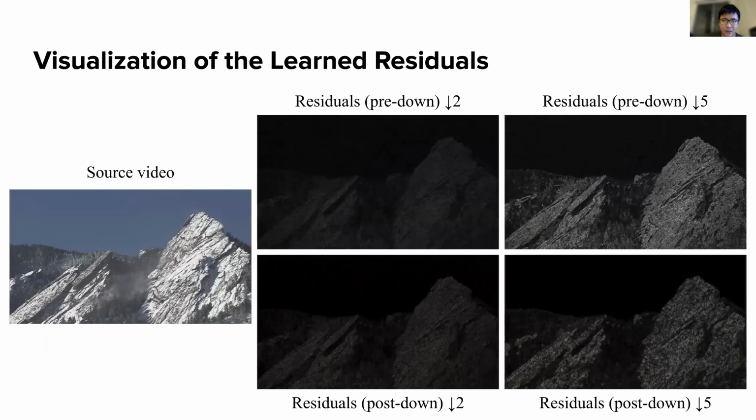Here we visualize the learned residuals. You may have noticed that the learned residuals are mostly located at edges or regions with rich textures. This is not surprising because low frequency components, the flat regions, are less likely to be affected by scaling. It may also be observed that the pre-downsampling subnetwork has relatively more residual values than the post-downsampling subnetwork at 5x. This hints that the pre-downsampling subnetwork becomes more important under extreme downsampling.